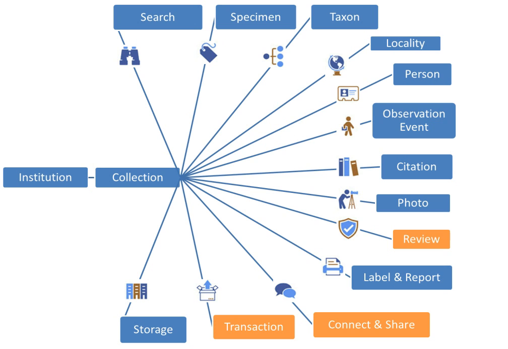The reviews here down below are in orange because it's future functionality. It's not currently available. Labels and reports, we talked about how you can output labels and reports for tagging specimens, and they provide barcodes, 2D barcodes. Connect and share is future functionality as well, as is transactions, which is really going to be loans and exchanges. Storage, we mentioned how you can track in the virtual world where the components of your specimen are located. That brings us pretty much to the conclusion of what we wanted to talk about today for the overview.